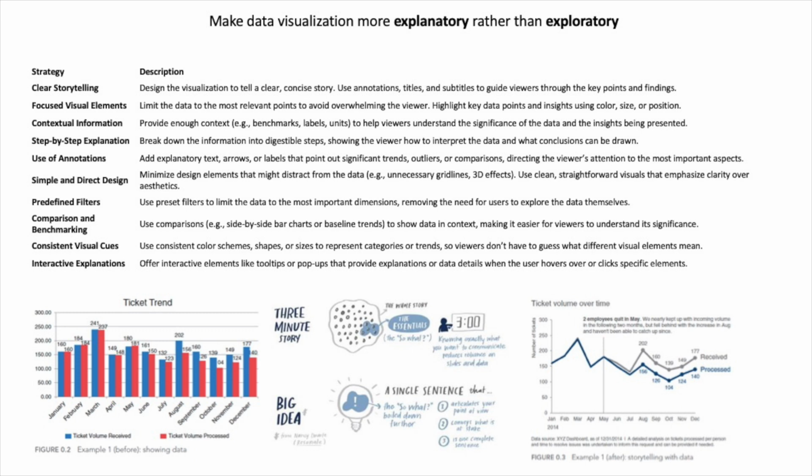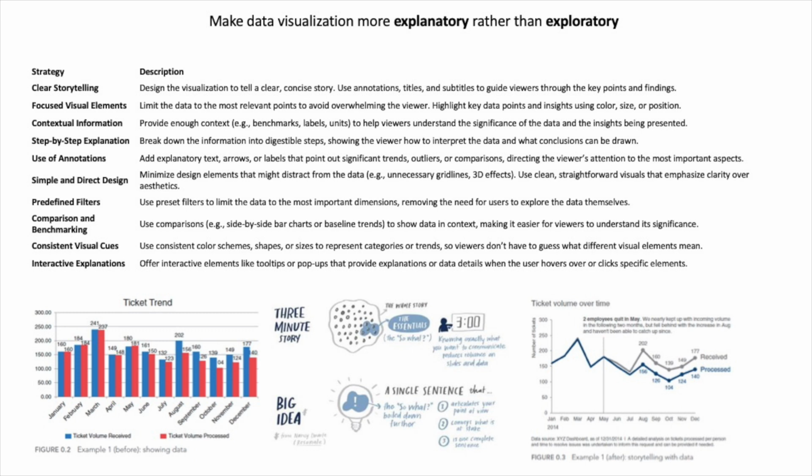Providing adequate context is essential. Labeling axes, offering benchmarks, and explaining the significance of the data allows viewers to understand what the data represents and why it matters. Breaking down the data into digestible step-by-step insights ensures that the viewer isn't overwhelmed and can follow the thought process behind the conclusions drawn. Annotations, such as arrows or call-out boxes, can help direct attention to important trends or outliers.